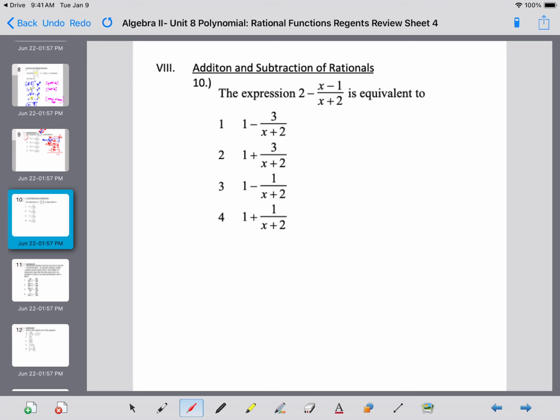For this question, this is kind of an odd one. There's really no purpose to doing it, but it's just to show that you can manipulate algebraic expressions. So, how do I get 1 from 2, right? That's the same as saying 1 plus 1, right? 2.